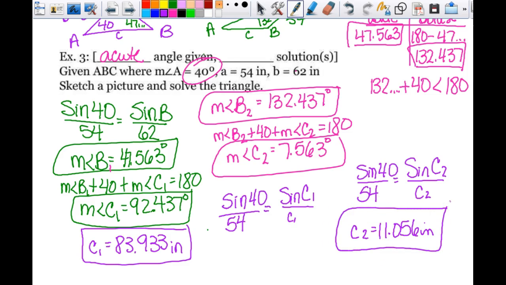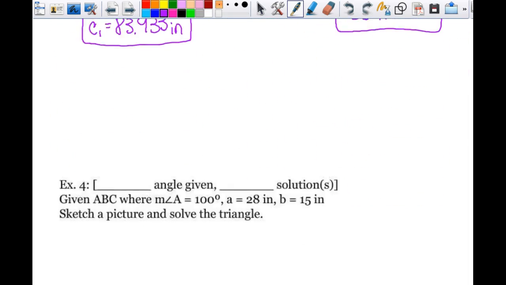So you have two sets of information. This is the case where you have an acute angle given, two solutions, or two sets of solutions, really. Everybody good? Any questions? It just ends up being two problems in one. That's why it looks like it's so much work. But you've got to check them. Do we understand how to check? Yes? Okay.